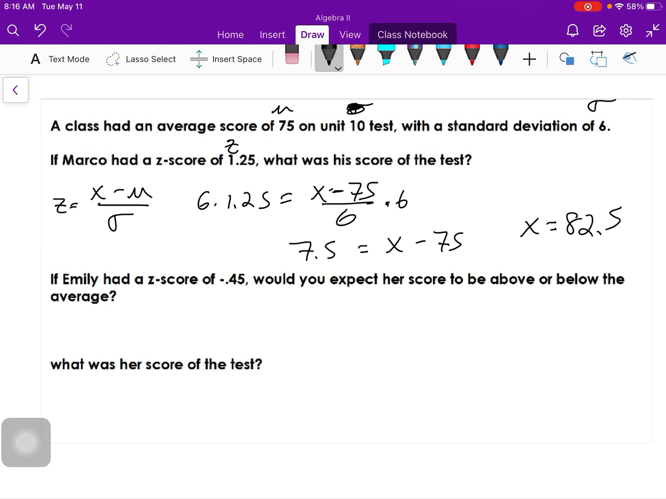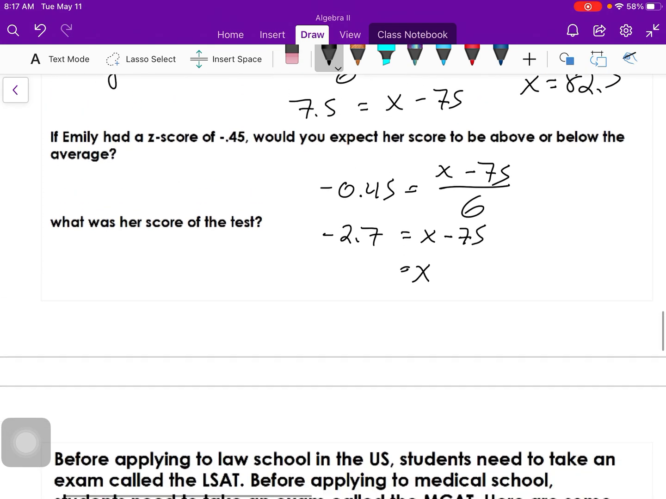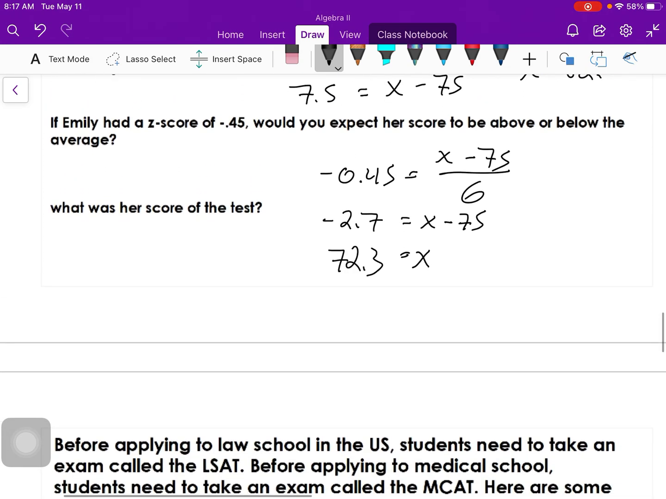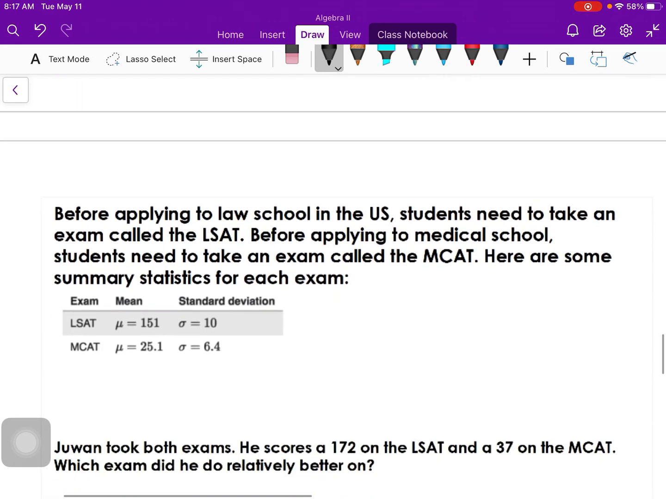Okay, now Emily's got a negative z-score, so negative 0.45. Same test, so the average was 75 and the standard deviation was 6. Multiply by 6. Add the 75. And x is 72.3. Okay, now I kind of knew that her score was lesser than his score because of the z-scores. This is a bigger one, and this is negative. So that's telling me I know that's below average. The positive one tells me it's above average by 1.25 standard deviations.